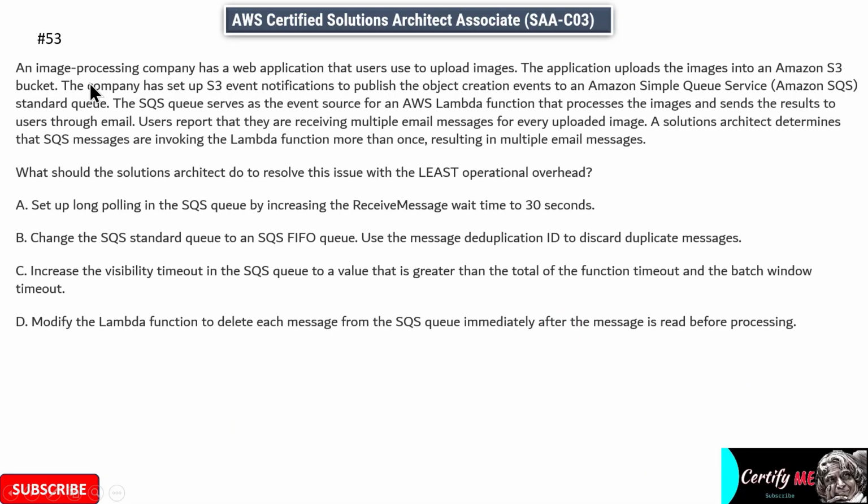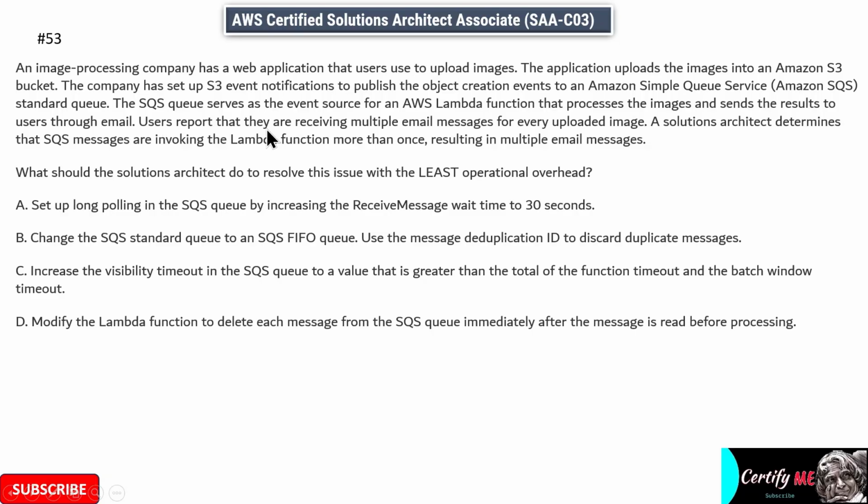Next question. An image processing company has a web application that users use to upload images. The application uploads the images into an Amazon S3 bucket. The company has set up S3 event notifications to publish the object creation events to an Amazon Simple Queue Service standard queue. The SQS queue serves as the event source for an AWS Lambda function that processes the images and sends the results to users through email.